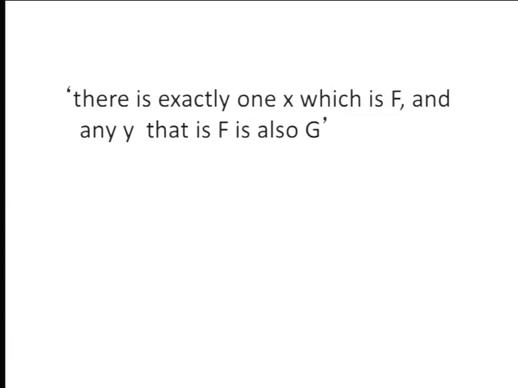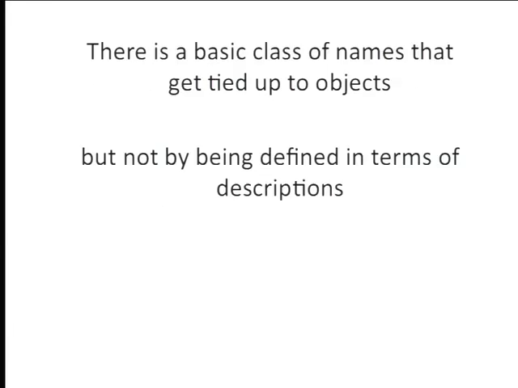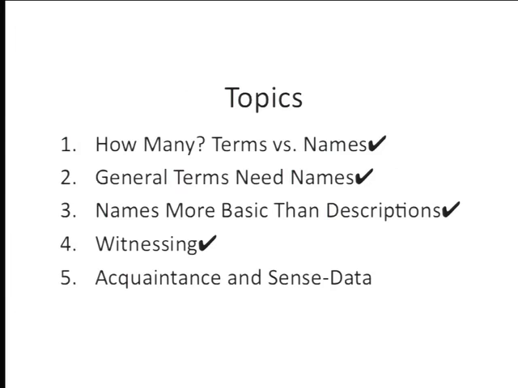And similarly, if you say there's exactly one X which is F and any Y that is F is also G, then you can say, oh, what's its name? You can ask for it to be witnessed. You can say namely. So since you can say namely with a definite descriptor, with a the sentence, there's always got to be that lower level. When you say the F is G, you can say, well, which one is that, the F, and be able to name it somehow. So that's just rounding out the point that there's a class of names that's more basic than descriptions. And if they're hooked up to the world somehow, what does that look like?